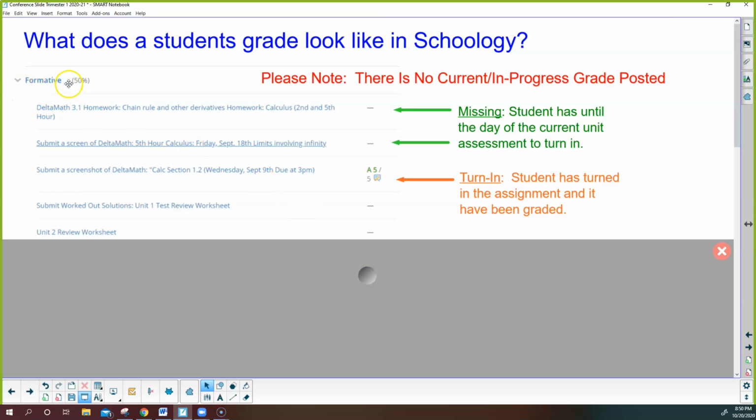I think of it as formative work is 50% of your grade, and then you have a list of all the assignments. If there's a slash, that means that student is missing the assignment and they have until the day of the current assessment to turn that in. If it's turned in with a score, it'll say 5 out of 5 or 10 out of 10 or whatever score they earned.